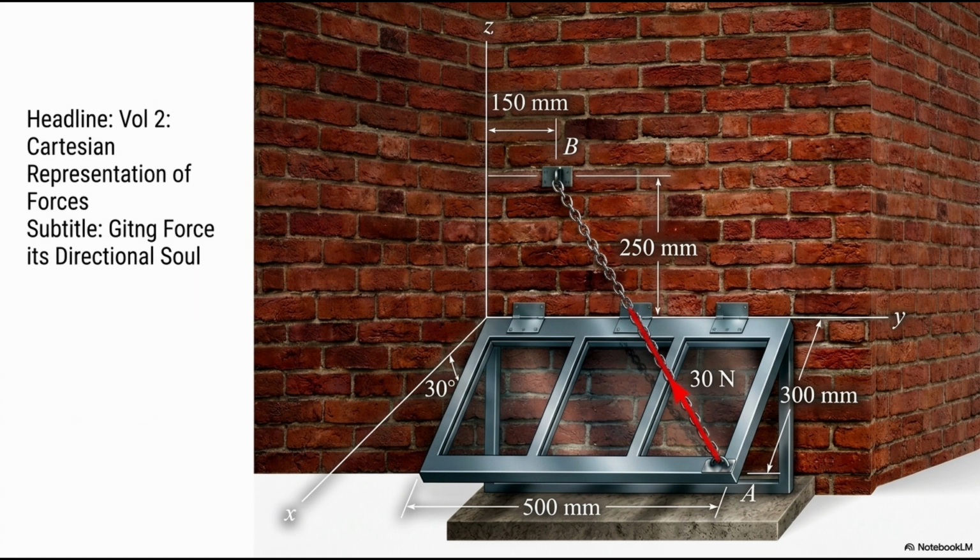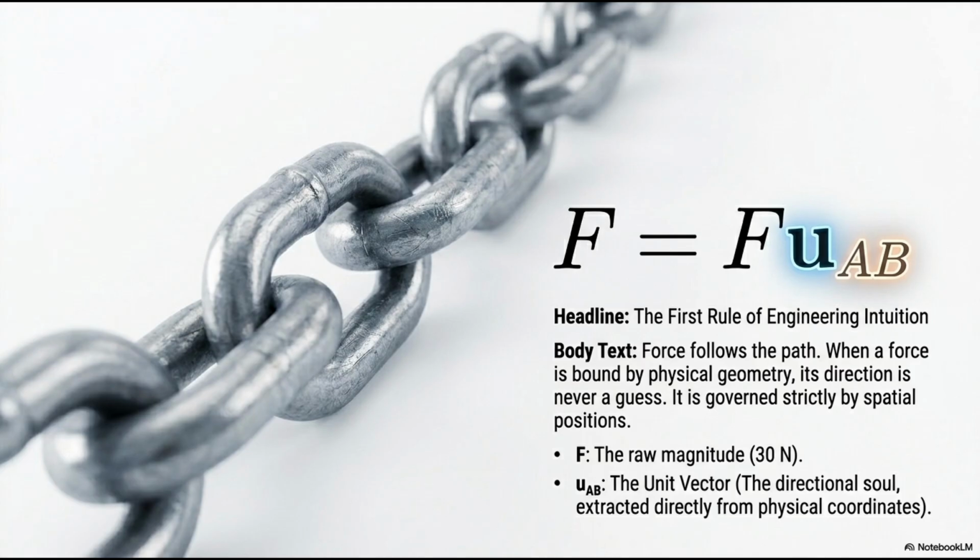Let us look at the diagram for problem 2.1.11. Observing the diagram, the force must align strictly with the chain AB. This is our first rule of engineering intuition. Force follows the path. We will use the global coordinate system shown in the sketch, with the origin placed right at the window hinge. The real secret to this problem is that the direction of the force is completely governed by the spatial positions of points A and B.